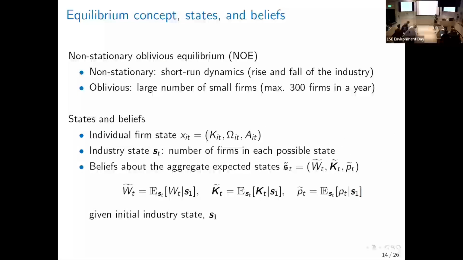The basic concept of equilibrium is non-stationary oblivious equilibrium. It's non-stationary because I capture short-run dynamics, which is represented by the rise and fall of the industry. It's also oblivious because there are a large number of small firms, so each firm doesn't know the exact state of other competitors. Instead, they form beliefs about the aggregate expected state. Specifically, they form expectations about whale population, aggregate capacity, and the price.